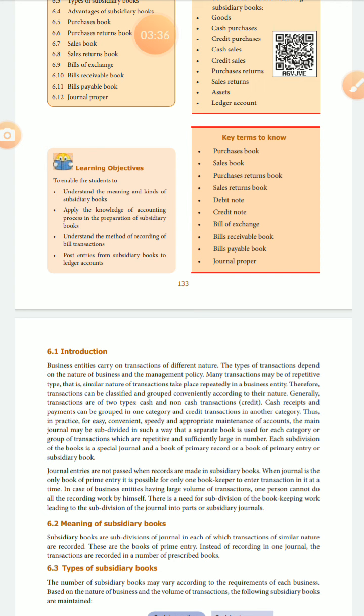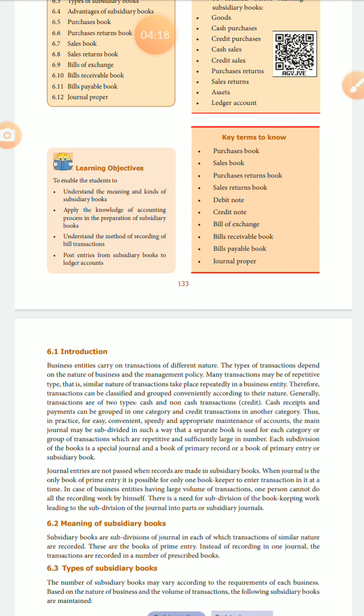When the journal is the only book of prime entry, it is possible for only one bookkeeper to enter a transaction in it at a time. In a business entity having a large volume of transactions, one person cannot do all the recording work by himself. There is a need for subdivision of bookkeeping work, leading to the subdivision of the journal into parts or subsidiary journals.